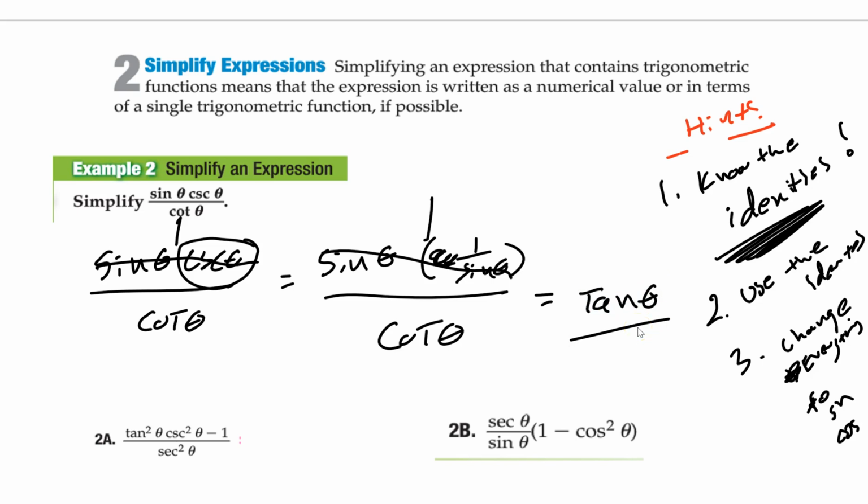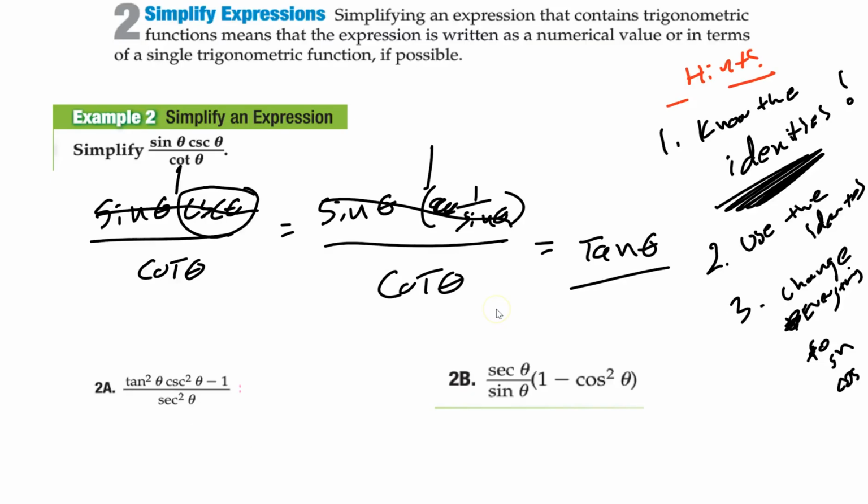And that's it. That's all they want you to do. They want you to use the identities you know. So I'm like, oh, I know cosecant is the reciprocal of sine, so I wrote 1 over sine. These cancel out, and I get 1 over cotan. What's the reciprocal of cotan? Tan. That's kind of the idea. That's an easy one, though. Let's do a harder one.